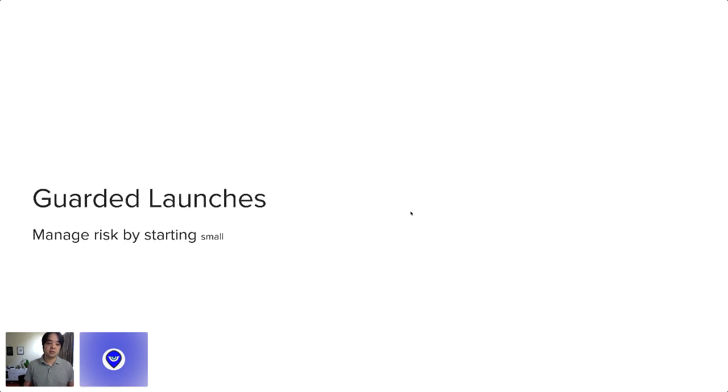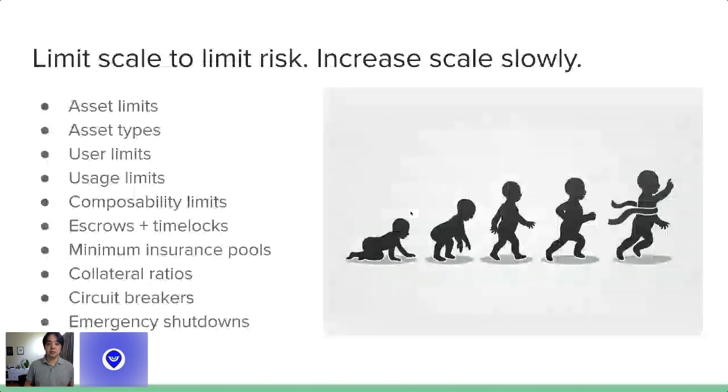Cool. So what are guarded launches? The core idea is actually quite simple. The idea is to manage your risk by starting small. And what does that mean? The idea here is this crawl, walk, run kind of idea.